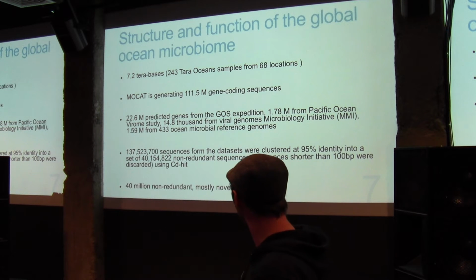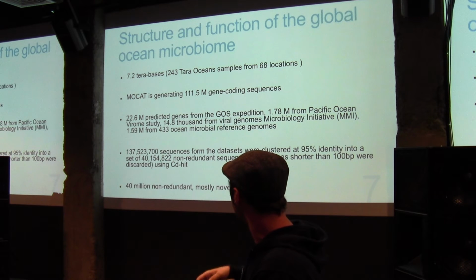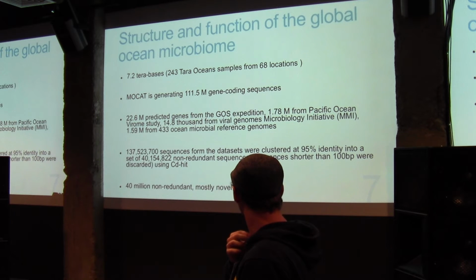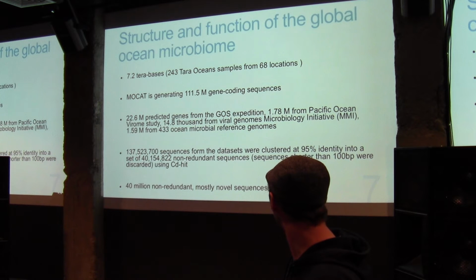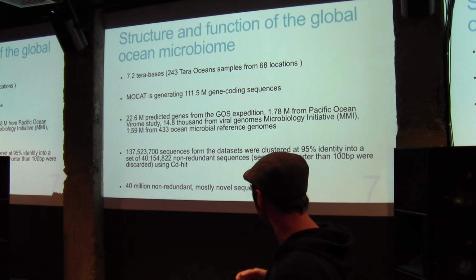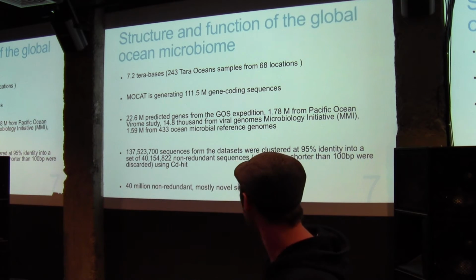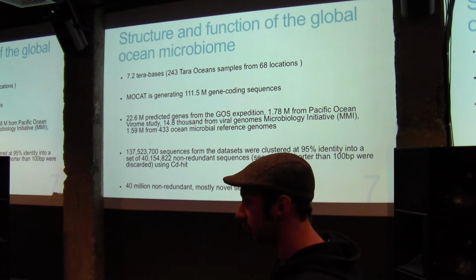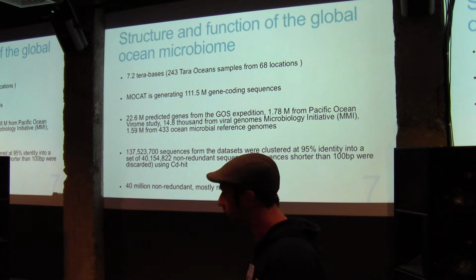111 million coding genes, and then added to this 100 million genes also genes that got predicted by other expeditions through the ocean, like the GOS or the MMI, and some viruses that are detected. And then they clustered this whole catalog down to remove all the redundancy, and they ended up with around 40 million non-redundant sequences that they could find in the ocean. And there's a lot of novel sequences.